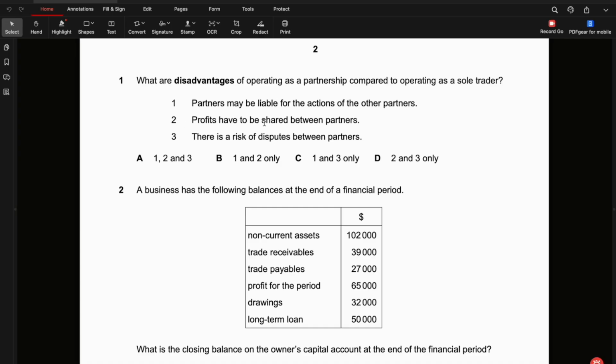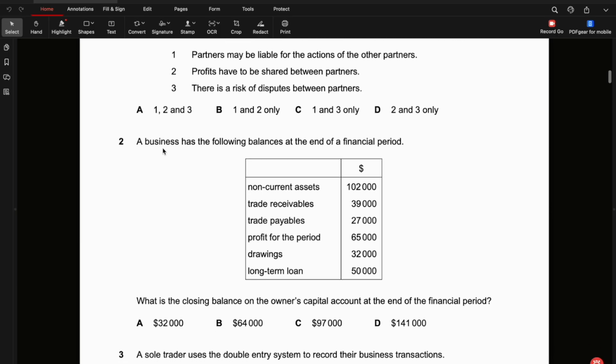Next, profit has to be shared between partners. Yes, we know that in partnership we need to share profit, whereas in sole trader he or she takes entire profit from business. And third one, there is a risk of dispute between partners. Yes. So if there are partners, then there could be dispute between or among partners compared to sole trader where he or she is the only decision maker. So your correct answer is all three are the disadvantages. So 1, 2, 3. Correct answer is A. Let's move on to the next question.